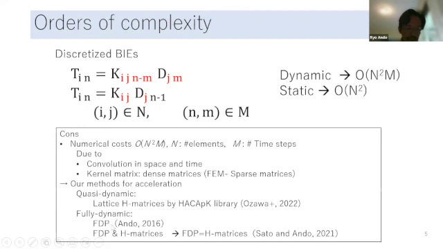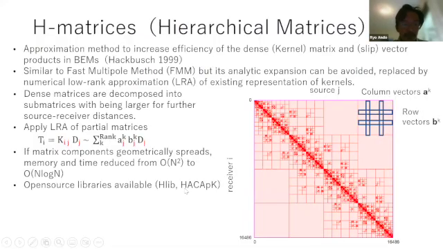For the fully dynamic case, we employ two methods combined. One is a domain partitioning method, and the other is a combination of H-matrices. In the end, we have the new method called FDP-H-matrices, which was published last year. The basics of the H-matrices can be skipped here, as Stephanie already explained.